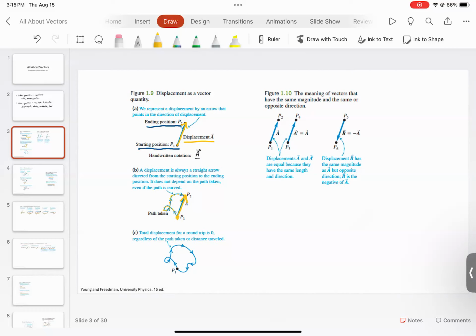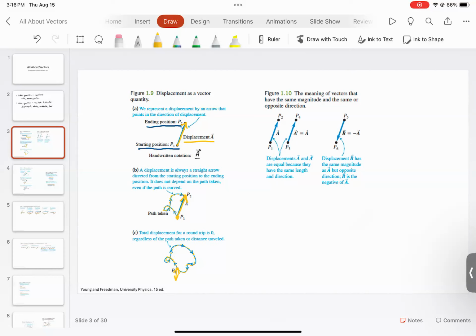Now, if that starting position and the ending position is the same, so halimbawa, ito sa figure na ito, if we have a path that looks like this, the starting position and the end position are both the same, then the total displacement is 0. Kasi the magnitude of the displacement vector is 0 dahil starting at saka yung ending position is exactly the same.